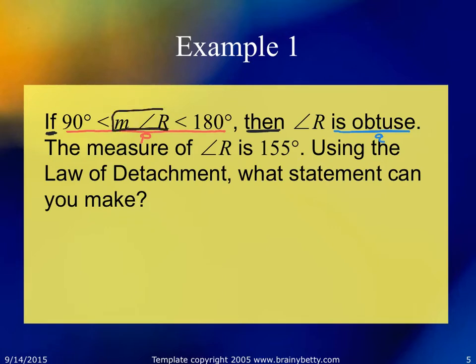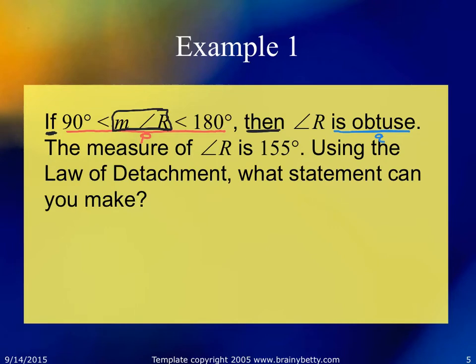They're saying, if the measure of angle R is greater than 90 degrees and it's less than 180 degrees, then it is obtuse, right? Because an angle that's greater than 90 degrees and less than 180 degrees would be obtuse. It's not a right angle. It's greater than 90, but it's less than 180. Then it's definitely obtuse.